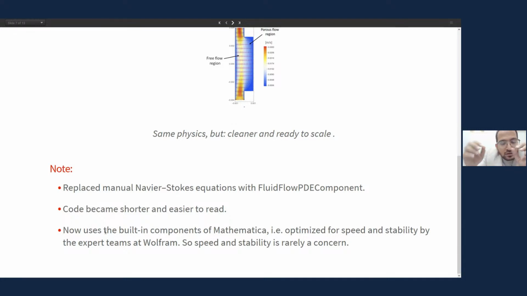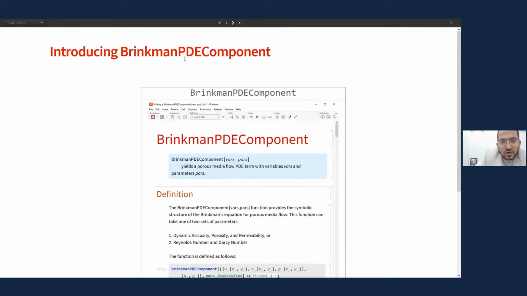All right, so one of the benefits of using this modular code is not only that your code becomes more elegant, but it is also optimized for speed and stability, because the expert teams at Wolfram optimize these functions for speed and stability, and so that becomes rarely a concern when we use these modular functions, especially the built-in functions.